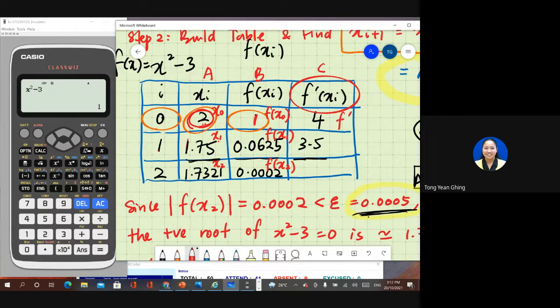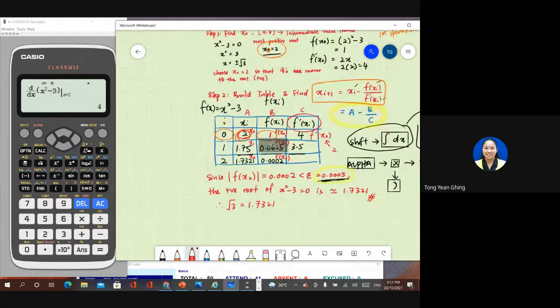Same for this one. This one is F prime X0. So I substitute X0 with 2. So I go to this. The difference here is that I put X as 2. So I get 4. Okay? Okay.